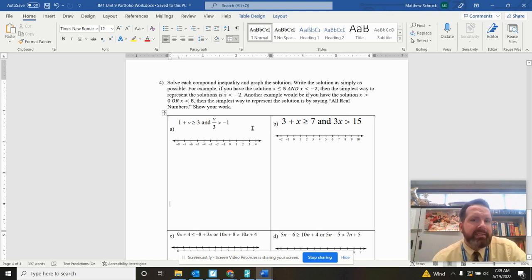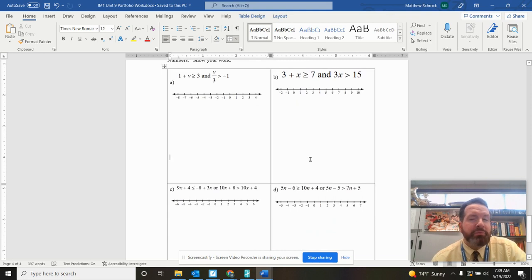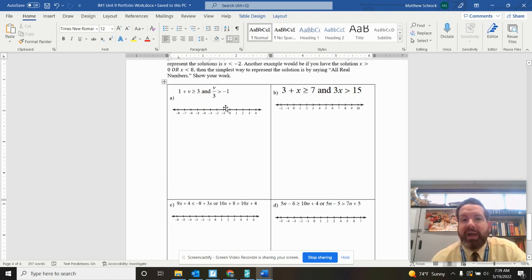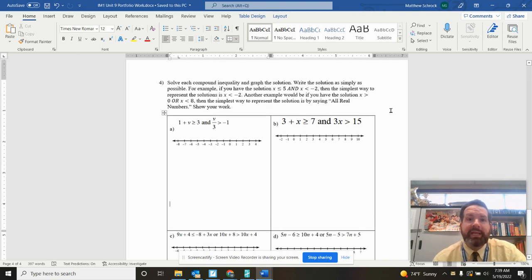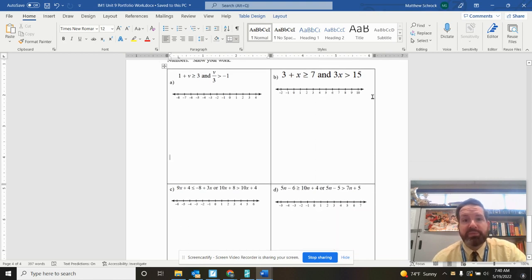But what you're going to find is I chose them for a reason. So the answers may not look exactly like they did on the practice sheet that you did earlier. So with that in mind, you solve them, you graph them, and then I want you to write the solution as simply as possible. I gave a couple of examples up here at the top so you know what it is we're talking about.